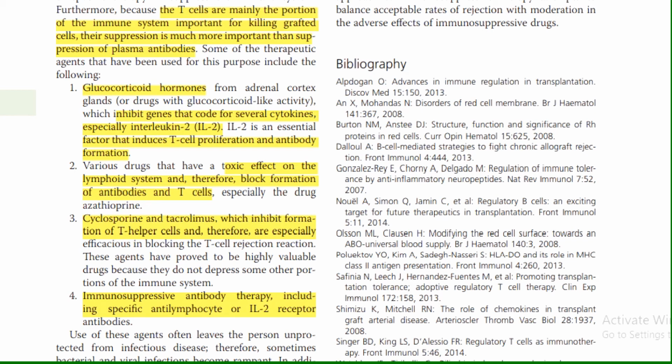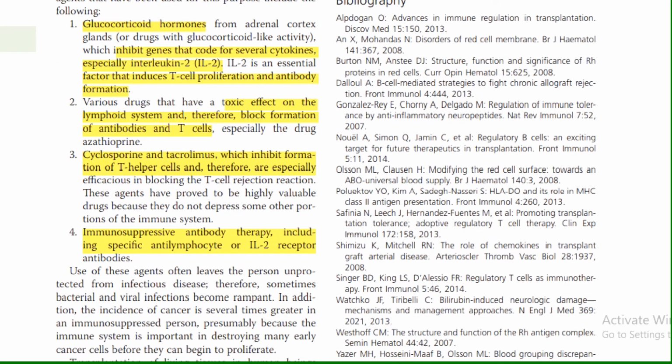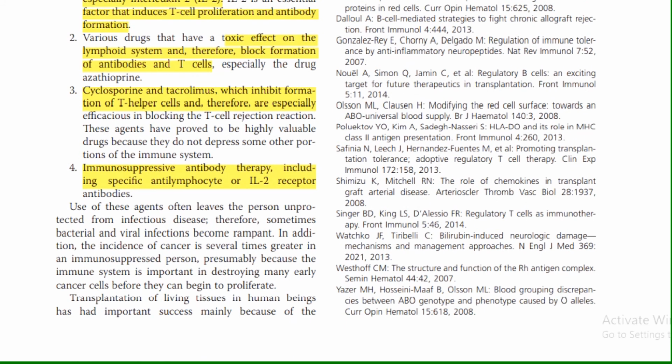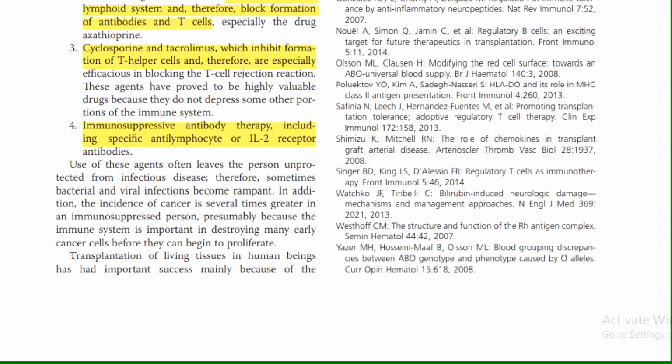Number two is various drugs that have a toxic effect on the lymphoid system and therefore block the formation of antibodies and T cells. Number three is cyclosporine and tacrolimus, which inhibit formation of helper T cells and therefore are especially effective in blocking the T cell rejection reaction. And number four is immunosuppressive antibody therapy, including specific anti-lymphocyte or IL-2 receptor antibodies.